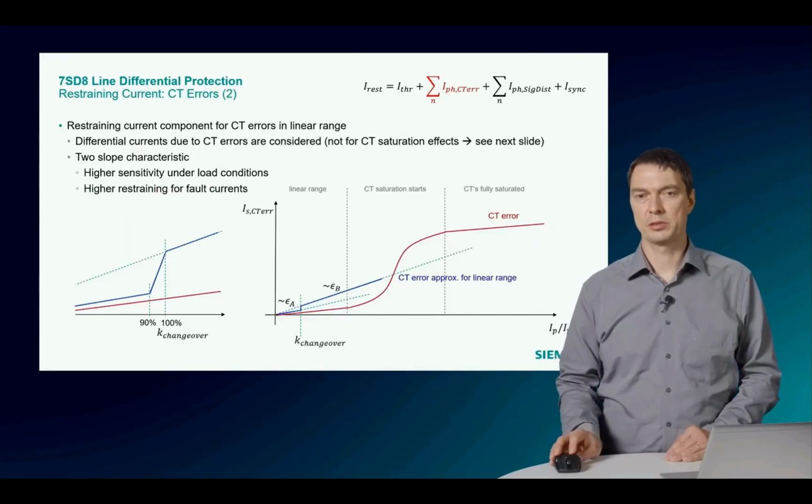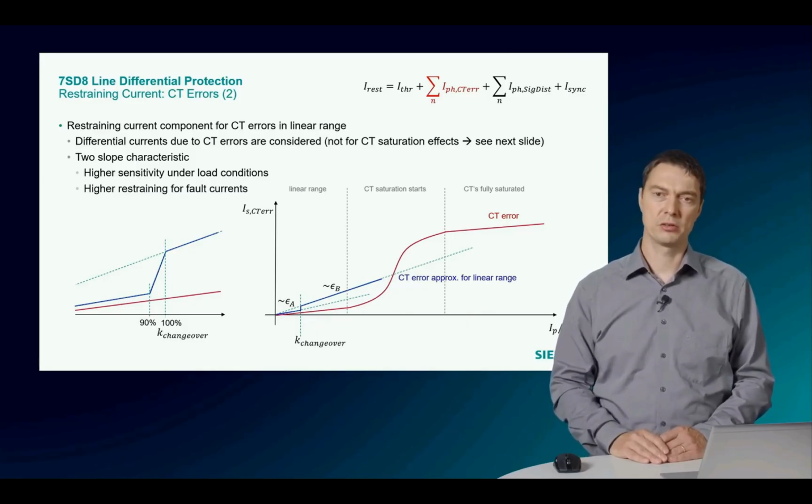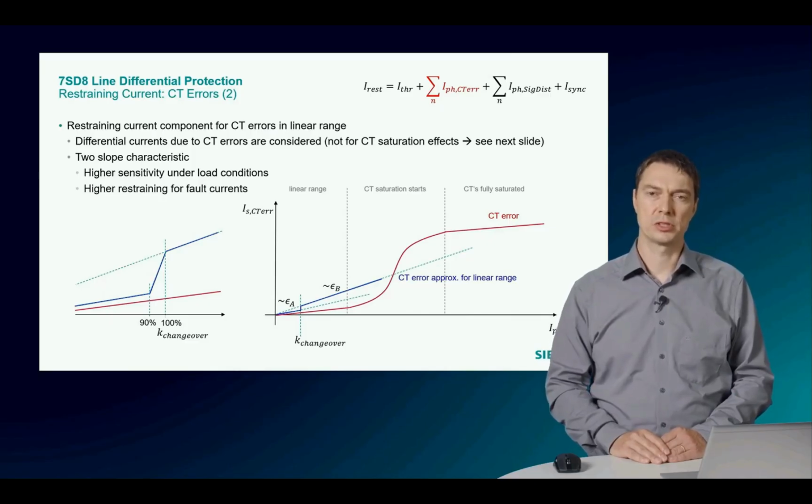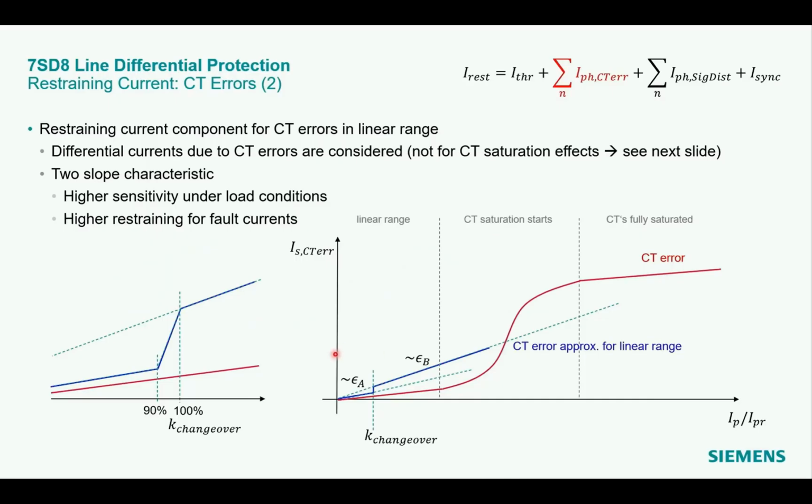How does the adaptive algorithm compensate for these CT errors? The restraining current component for the CT errors shall only stabilize for errors in the linear range. So in this area here. Differential currents caused by CT saturation will be stabilized by another method, which I will explain a bit later. A two-slope characteristic, I zoomed in, is used to approximate the CT error in the linear range.